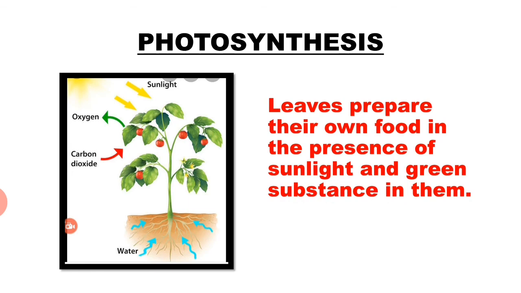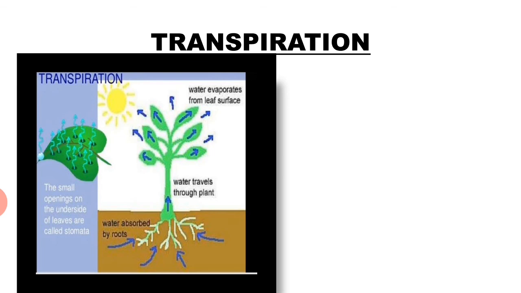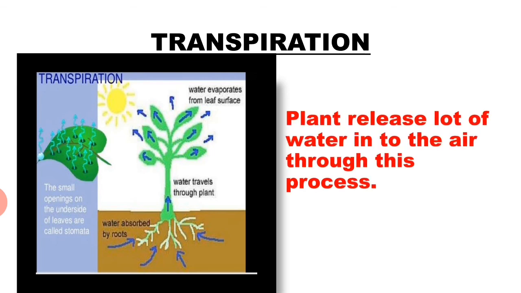This is photosynthesis. Now another function of the leaf is transpiration. What is transpiration? Transpiration is when water comes out of the leaf in the form of vapor. Plants release a lot of water into the air through this process, which we will learn in other chapters also.